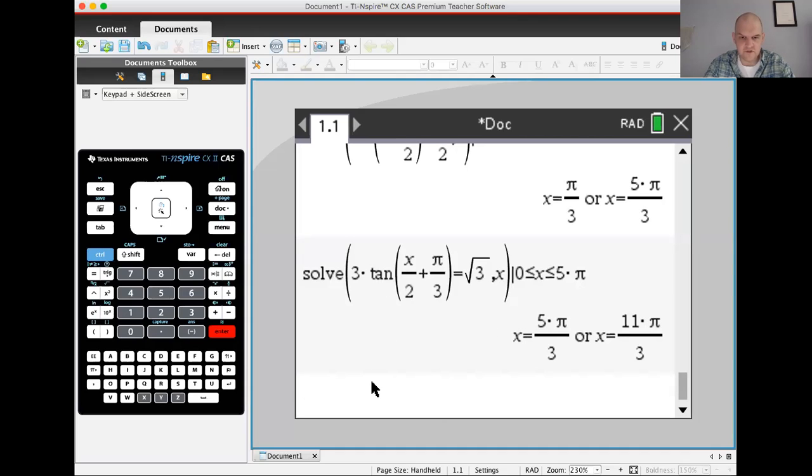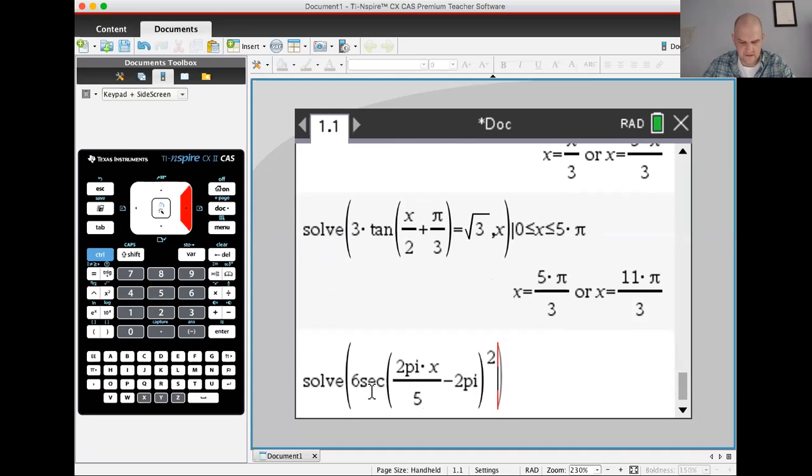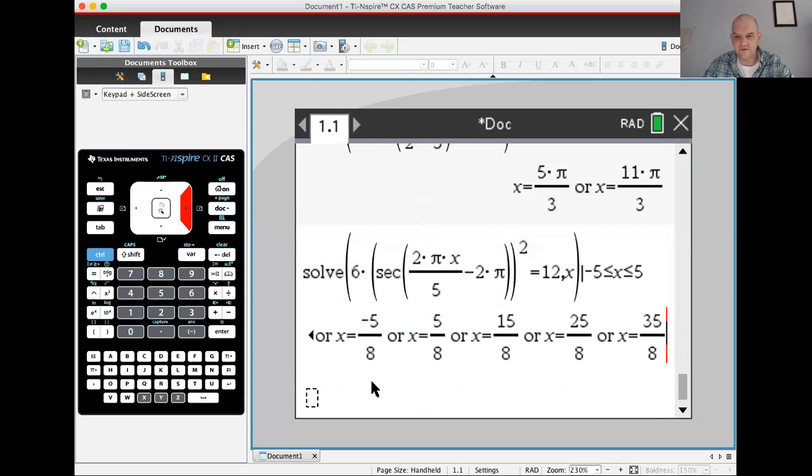So let's see. I want to solve 6 secant of 2 pi times x over 5 minus 2 pi, then I have to square that, equals 12 for x, but we have to be between negative 5 and 5. So negative 35, negative 25, negative 15, negative 5, and then 5, 15, 25, 35 over 8. Got it, man. This system works, which I like because it's unnerving.